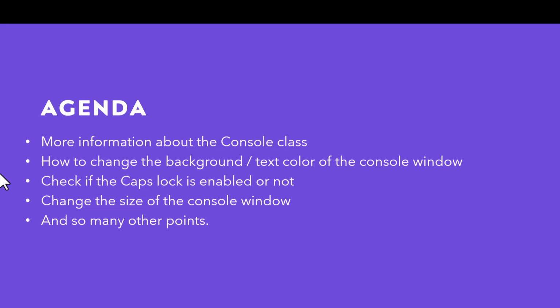Let's quickly have a look at the agenda of this video. In this video, we will learn more about the Console class. We will learn how to change the background and text color of the console window. We will also learn how to check if the caps lock is enabled or not, and there are so many other similar operations as well. We will also learn how to change the size of your console window and so many other methods and properties that are provided by the Console class. So let's open Visual Studio now.